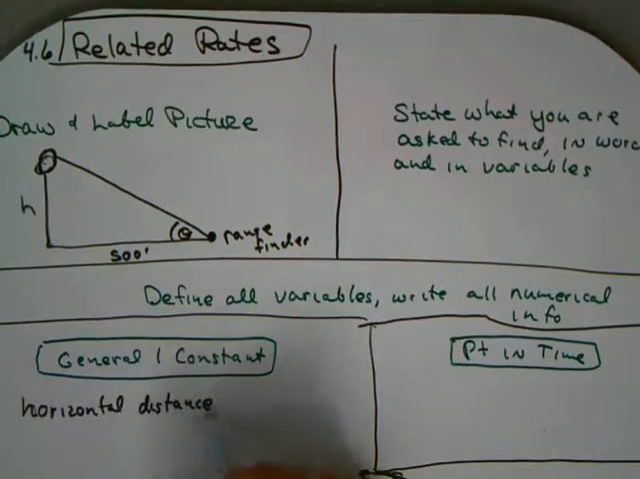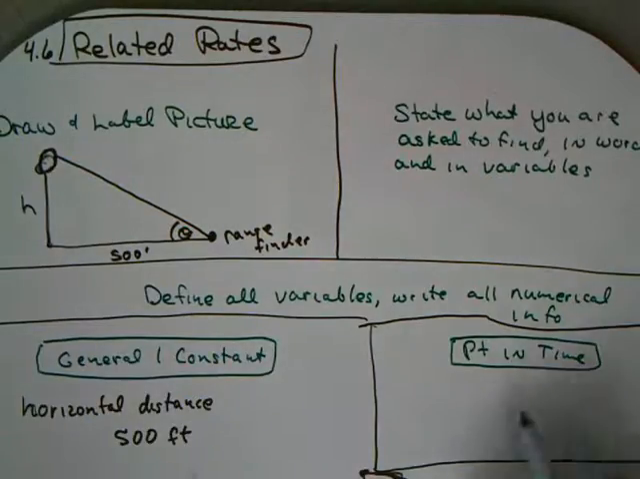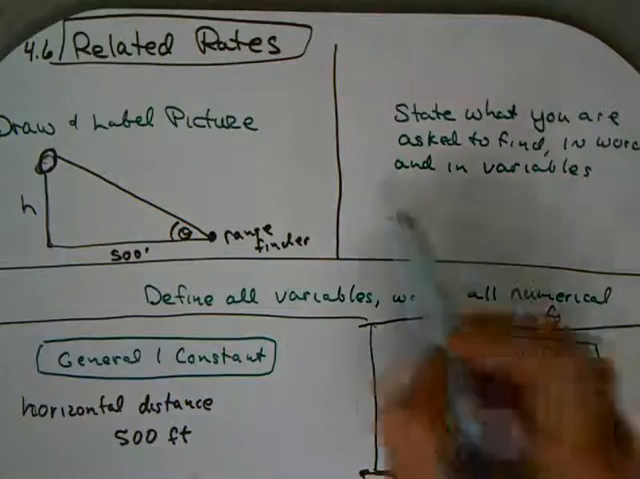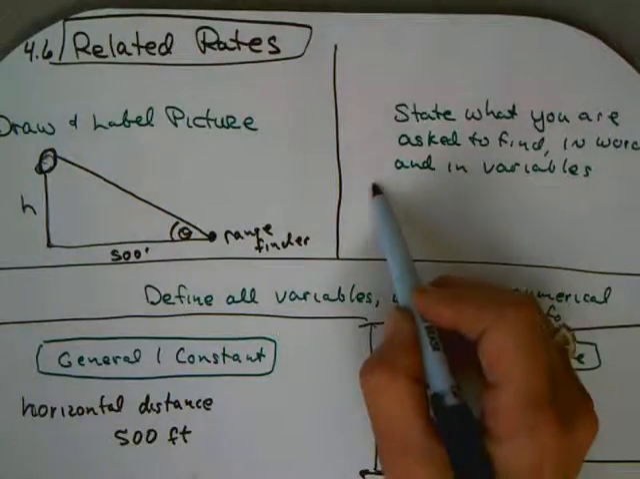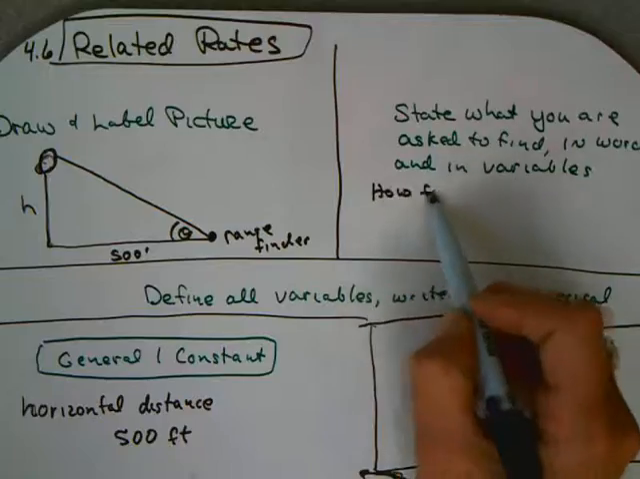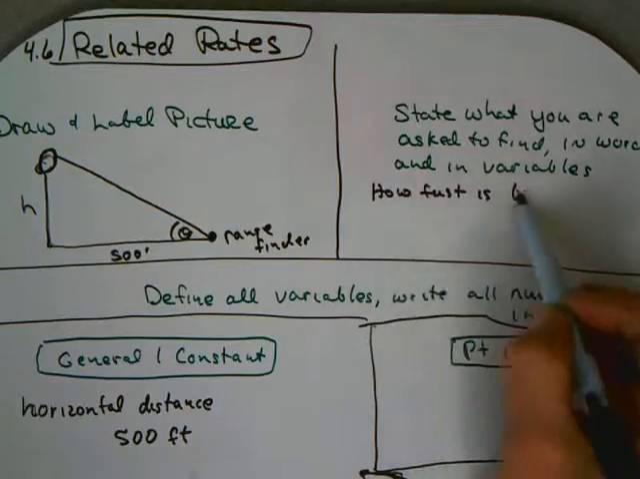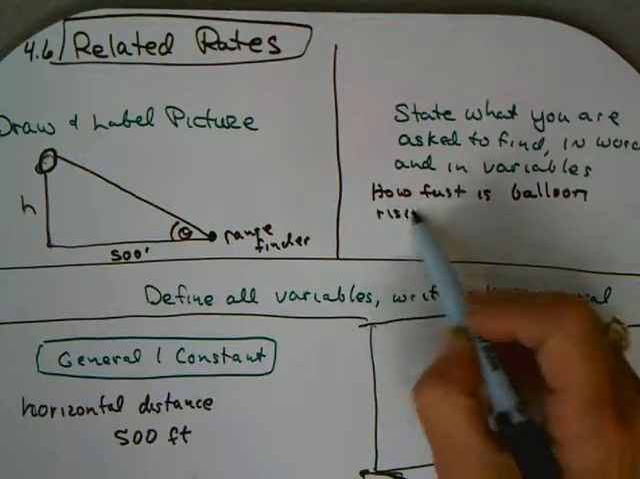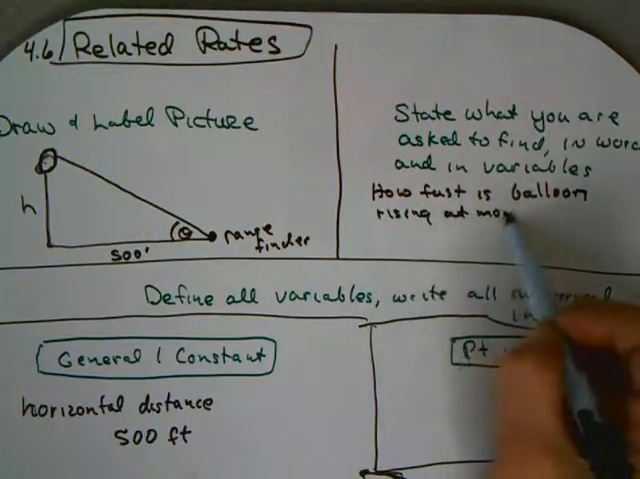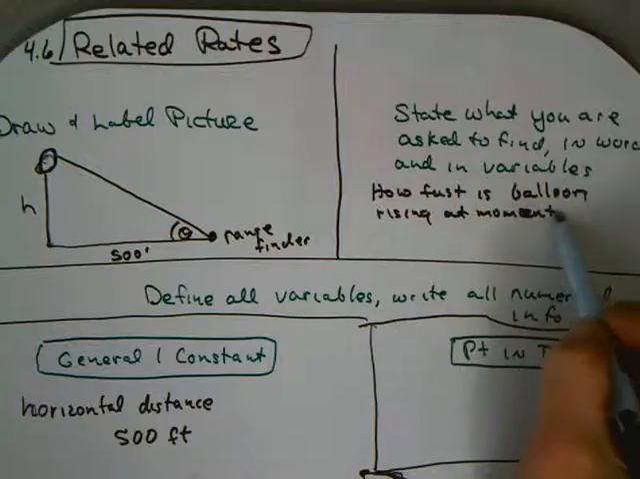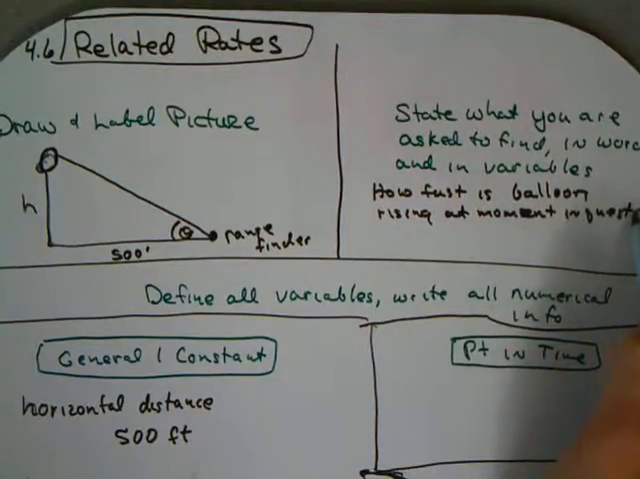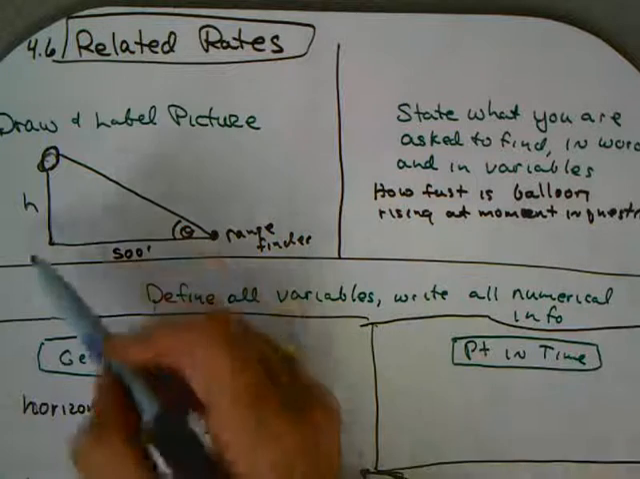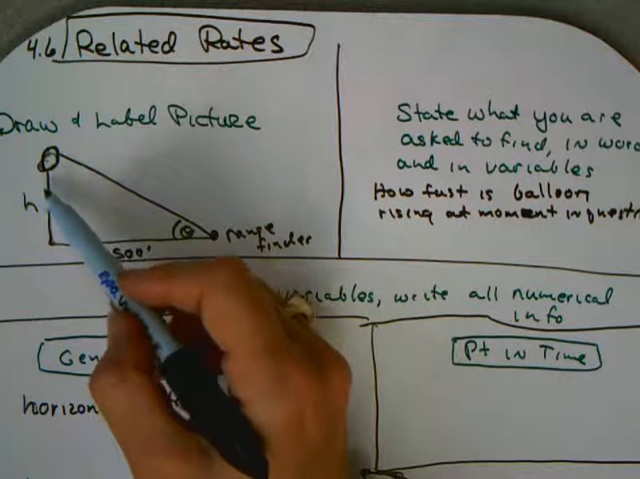It says the thing we want to find is how fast the balloon is rising. So we'll write down how fast the balloon is rising at the moment in question. And we would denote that in symbols, since the height tells you about the balloon, it's the change in height over the change in time. That's the variable to describe how fast the balloon is rising.